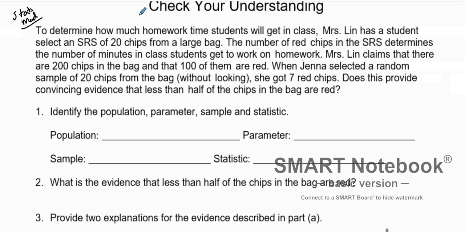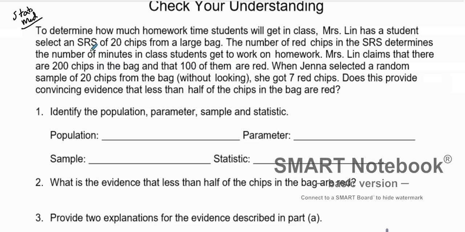But in any case, we have check your understanding. Determine how much homework time students will get in class. Mrs. Lynn has a student select an SRS of 20 chips from a large bag. The number of red chips in the SRS determines the number of minutes in class students get to work on homework. Mrs. Lynn claims that there are 200 chips in the bag and that 100 of them are red.